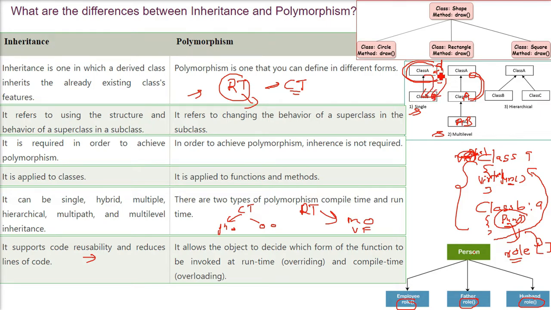When class A is inside class B, and in multi-level inheritance classes A and B are inside class C, that means you are actually reusing the code, so the lines of code will be less. Polymorphism allows the object to decide which form of the function to be invoked at runtime, that is overriding, and at compile time, which I just told you about, operator overloading or function overloading. Depending upon the scenario, and on whether you are using a virtual function, the base class or the derived class function will be called.